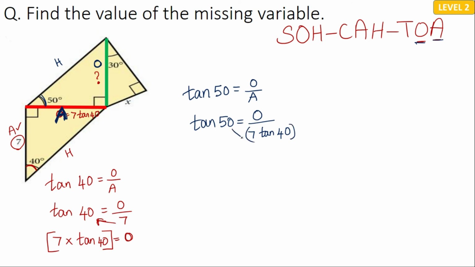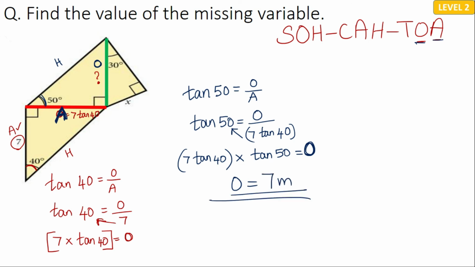To find O, I'm going to cross multiply: 7 tan 40 multiplied by tan 50 is my O. Now use the calculator and you will get a whole number answer, which is O is equal to 7 meters. So this is how the calculation part goes, and you get the 7 meters there.